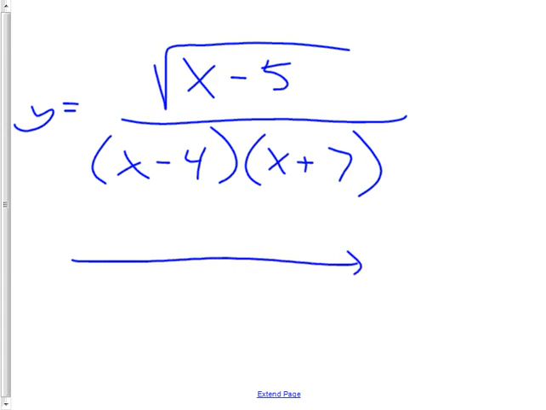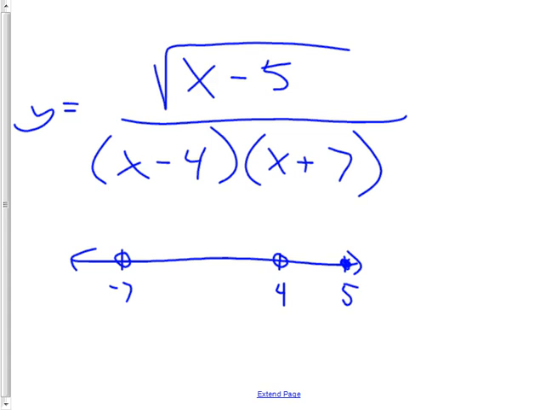Would you agree that 4 would mess it up? Okay. And would you agree that -7 would also mess it up? So those are clearly important points. -7 and 4. I'm going to put them on my number line. And they would mess it up, which means it can't be -7, and it can't be 4. Now, what's the key spot on top? 5. And can it be 5 or not? Yes, it can be 5.